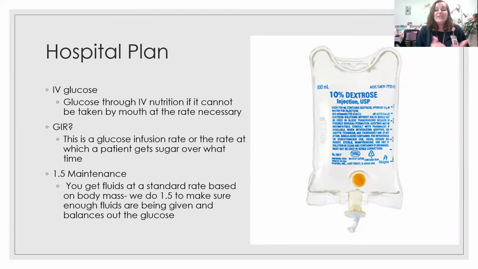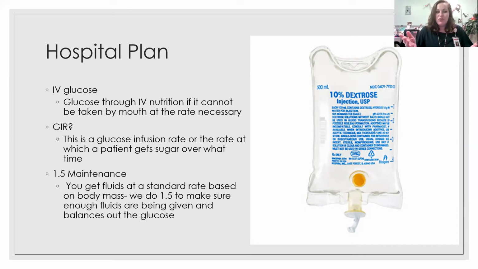But the typical idea of a hospital plan is that your kid is sick. Your kid might not be acting typical. And so what we do is we want to get them to the hospital. And like I said, the first thing they're going to do is check their glucose, because if it's low, we know everything else might be changed because of it.